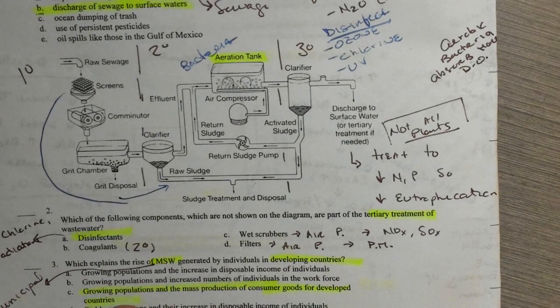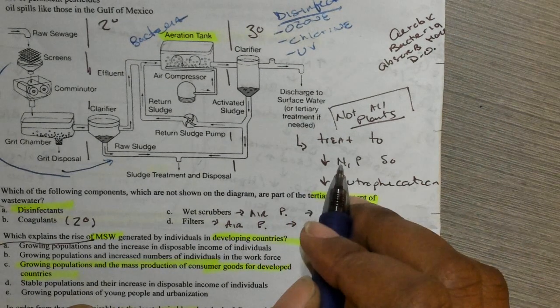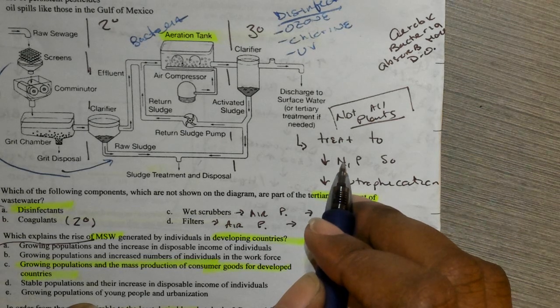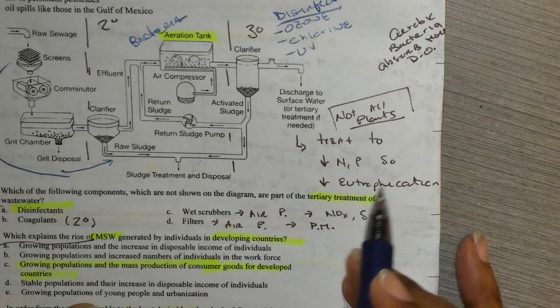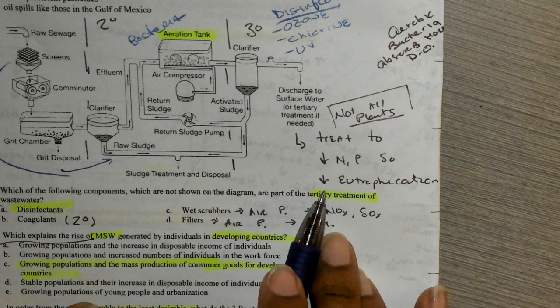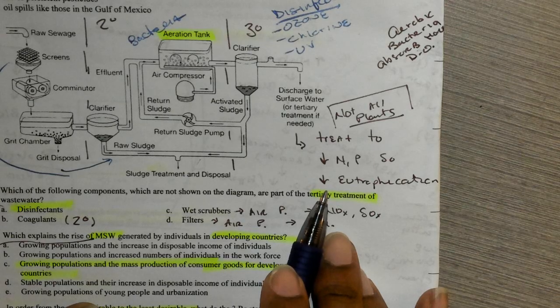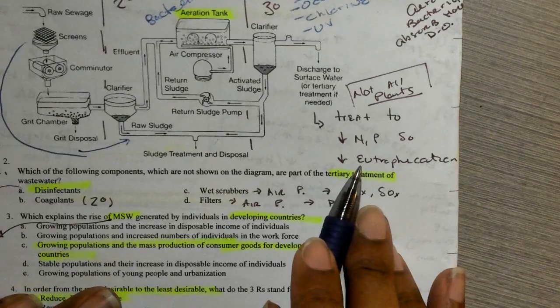Now, there could be a 4th level here. Not all municipalities have this, but in that 4th level, we can treat the water to reduce the amount of nitrogen and phosphorus so that we don't have eutrophication. Because where is this water going? Yeah, it's going back into some river or some lake. So we might want to treat it to reduce nitrogen and phosphorus so we don't have eutrophication and then the algal bloom and all that process.